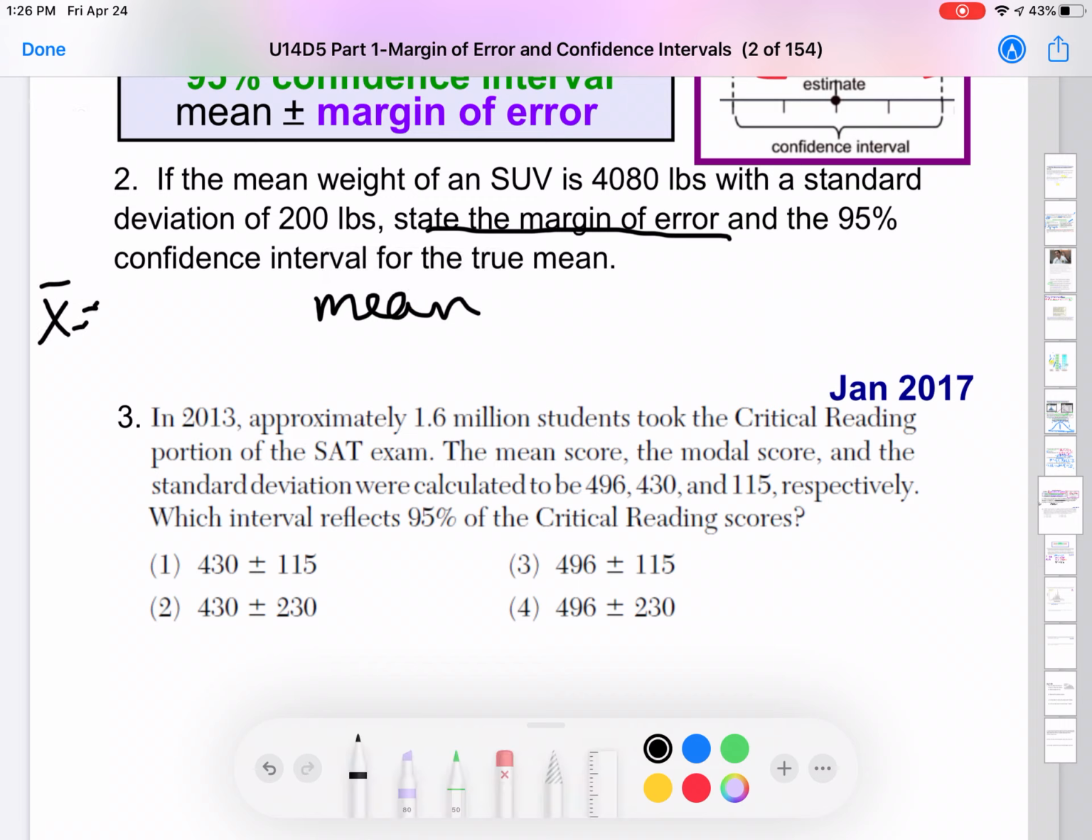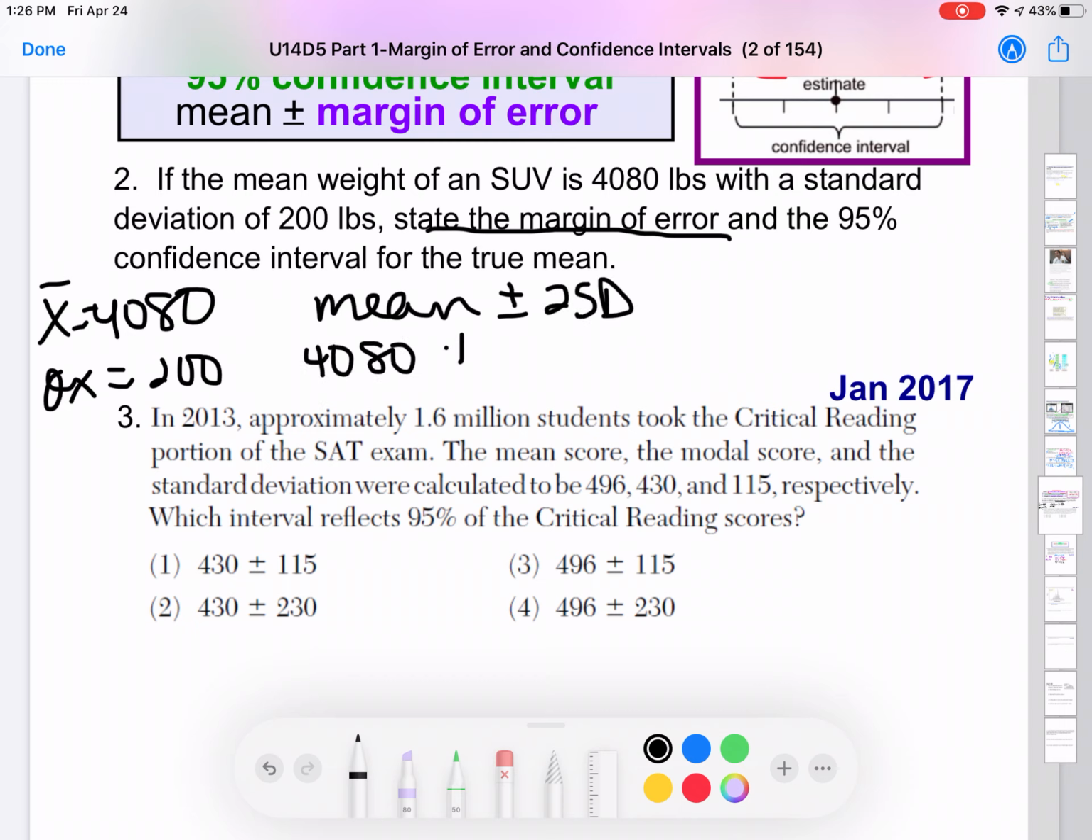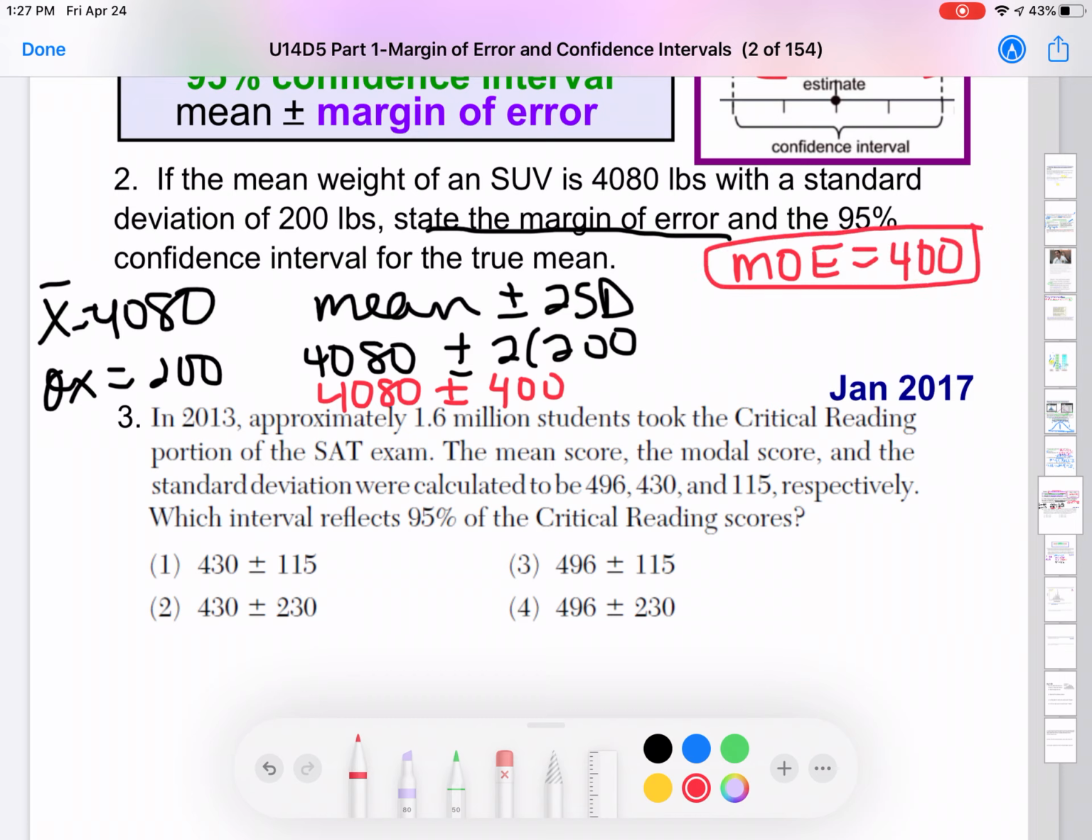All right, X bar was 4,080. The standard deviation was 200. Okay, so we're going to do the mean plus or minus 2 standard deviations. So 4,080 plus or minus 2 times 200. So 4,080 plus or minus 400. So now we know that the margin of error is 400. That's one thing they wanted. Margin of error is 400. And now just do 4,080 plus 400, 4,080 minus 400, and that'll give you your confidence interval.